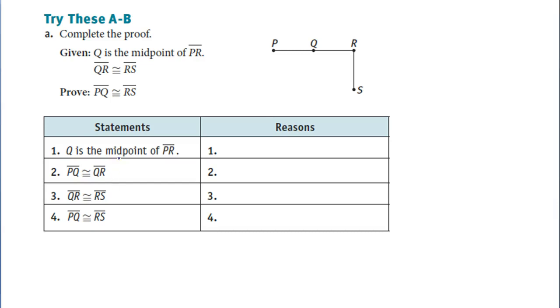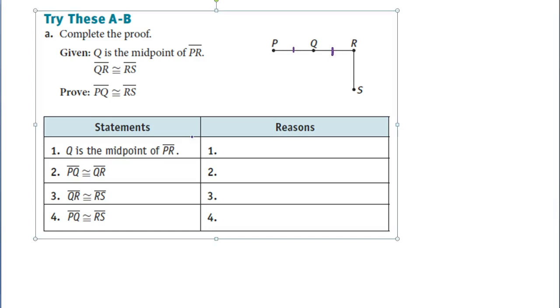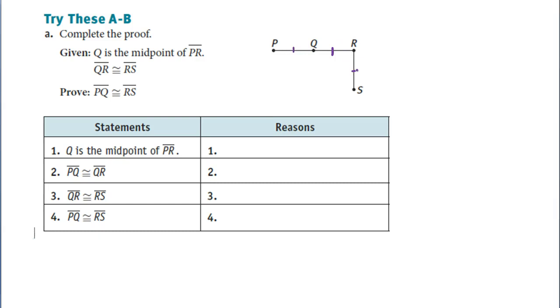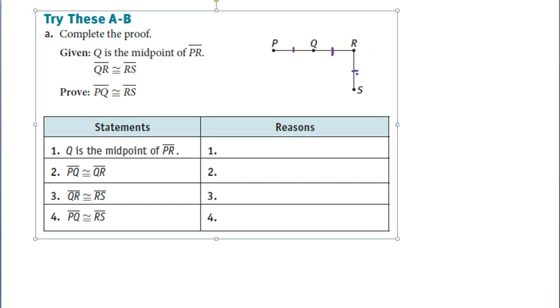Here's another example. Complete the proof. Given that Q is the midpoint of PR. So in the drawing, if Q is the midpoint, that and that are congruent. And that segment QR is congruent to segment RS. So not only is this segment the same length as this, but it's also the same length as this, as I've shown with the little purple marks. Let's prove that segment PQ, that's this piece, is congruent to segment RS, this piece. Okay, Q is the midpoint. That was given information.